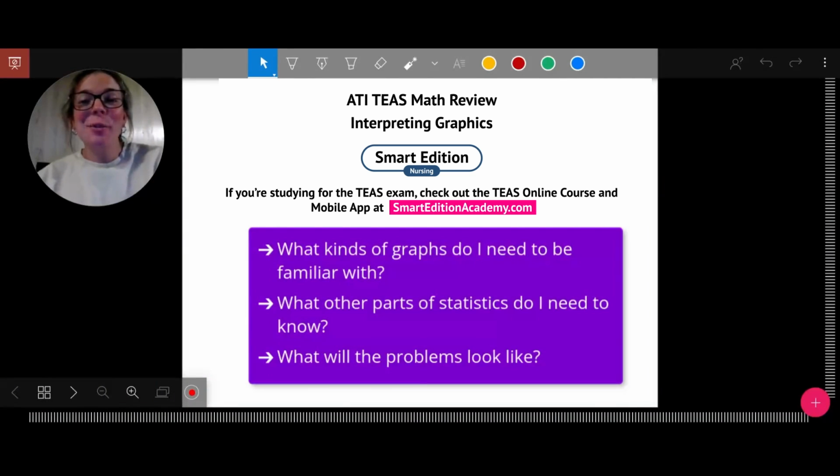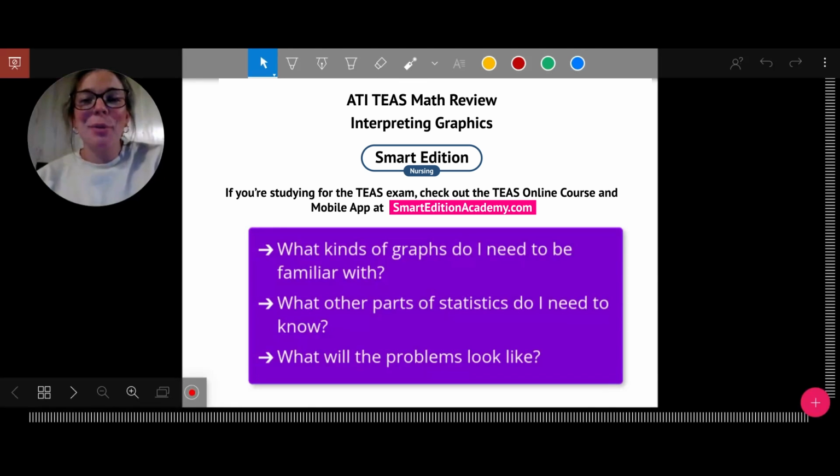We are going to dive into interpreting graphics. If you're not sure what that means, essentially what we're going to be doing is looking at different types of graphs as well as different areas of statistics that you'll need to know for your entrance exam. So if that sounds interesting to you, definitely stick around.